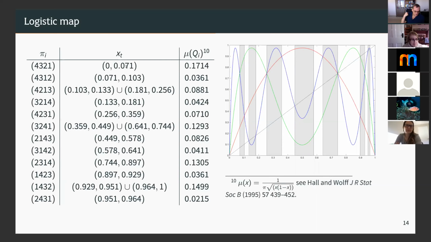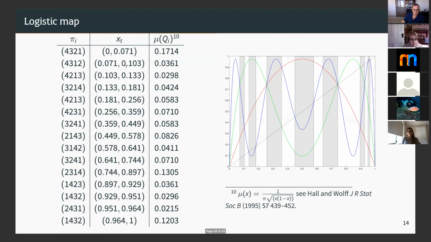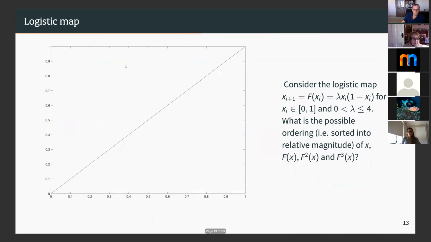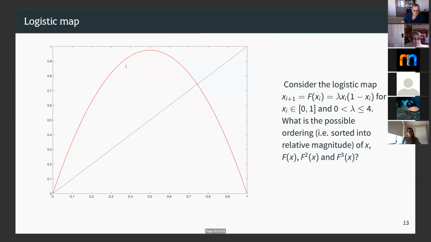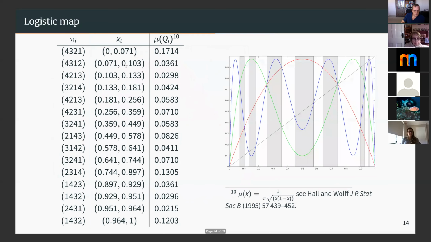I should say this picture that I'm showing here, I borrowed from, oh, I didn't reference Jose's paper, that's very bad of me. I borrowed this from a paper on permutation entropy by Amigo and colleagues. I just think it's a fantastic way of illustrating it.